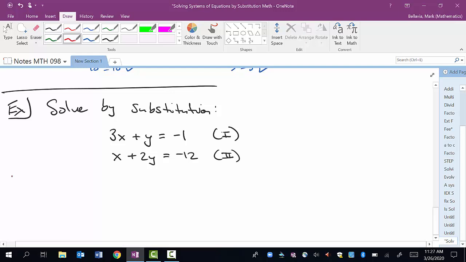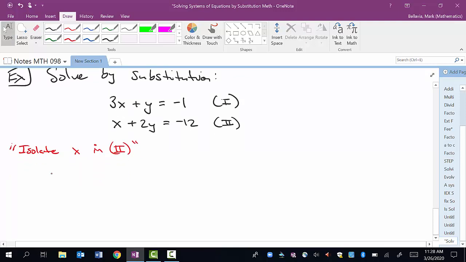But I'm going to choose, just to see it in a little different way, I'm going to isolate x in equation 2. All right, so just do it a little differently. I'm going to isolate x in equation 2. So equation 2 was x plus 2y equals -12. And then to isolate x, remember you want to get x by itself, means I'm going to subtract 2y from each side. And so I end up with x equals -2y minus 12. Remember, they're not like terms. You can't combine those.